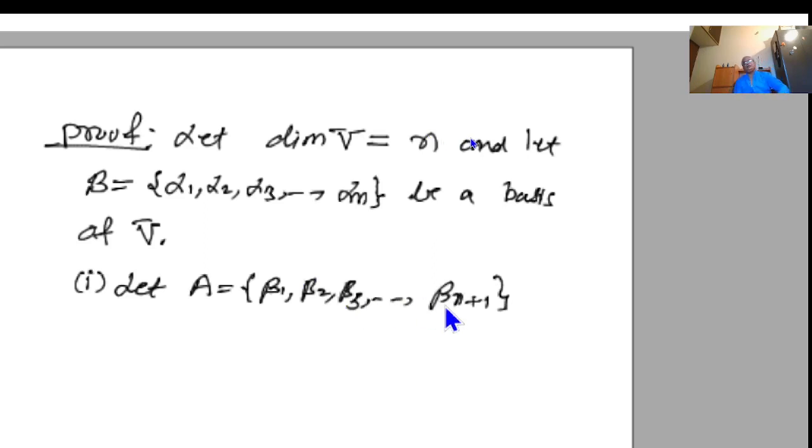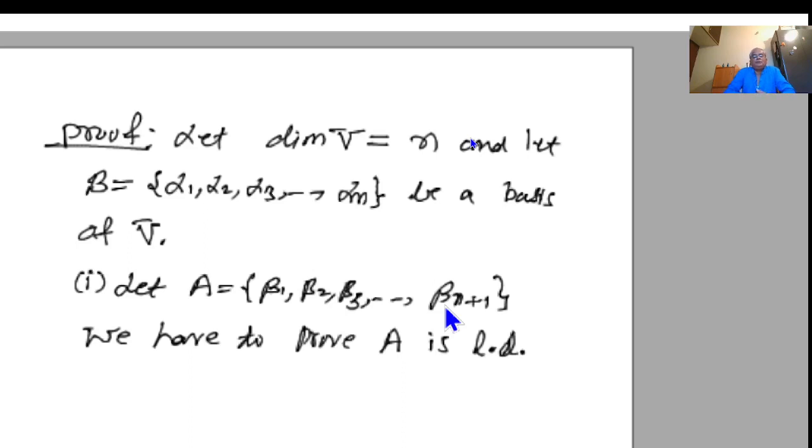I have to show that this set A is linearly dependent. Now here we use the contradiction method. If possible, A is linearly independent.